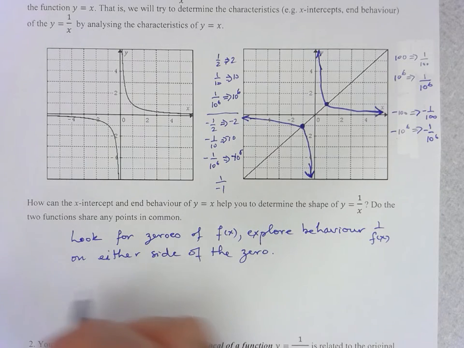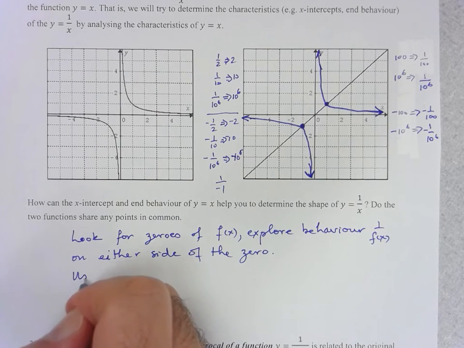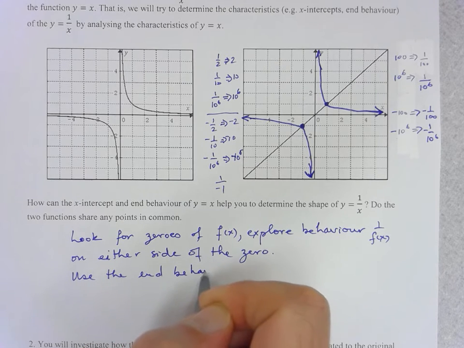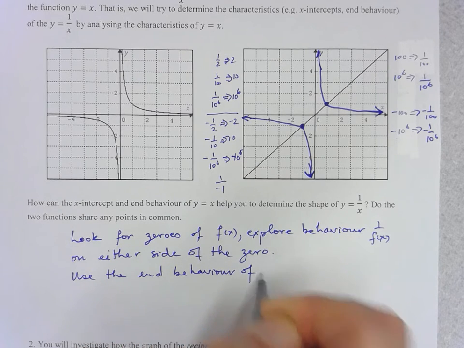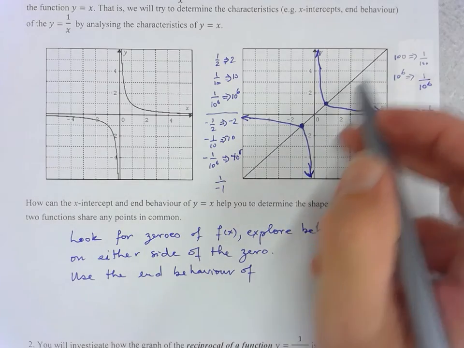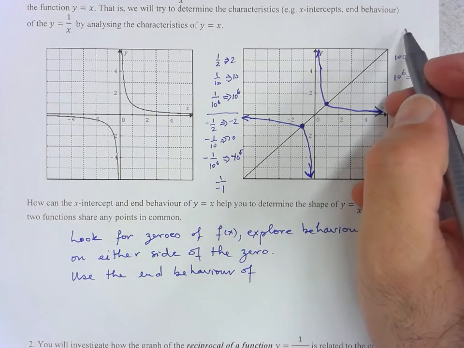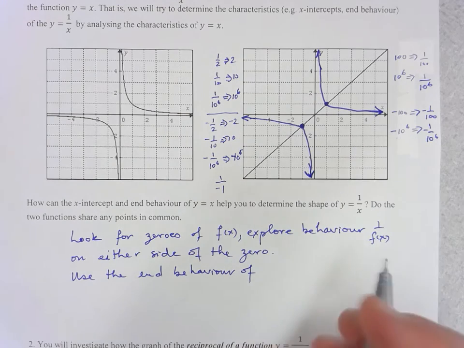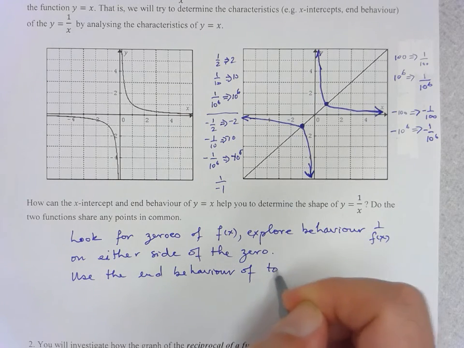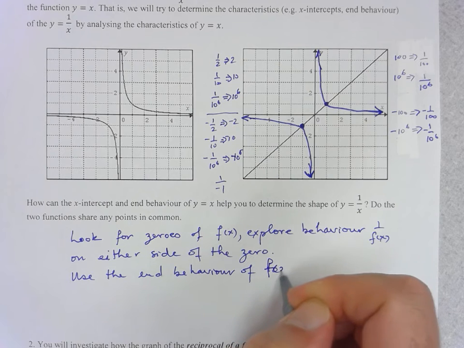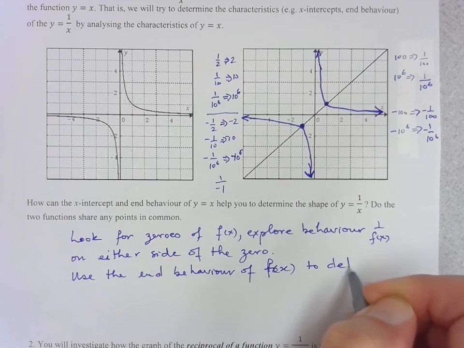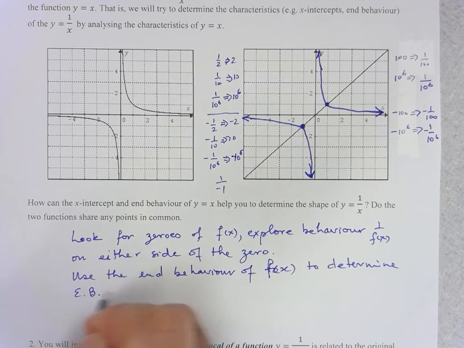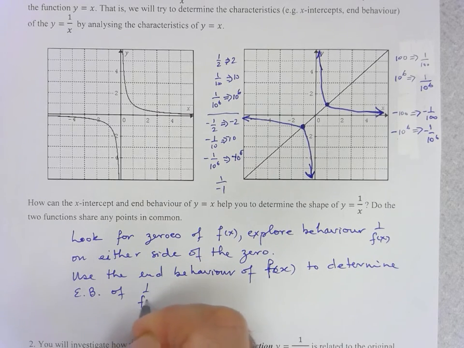The next thing we looked at is to use the end behavior of f, in this case here that it was approaching positive infinity, so when we take the reciprocal, we knew that it was going to be approaching 0. Okay, of f, sorry about that, f at x, to determine the end behavior of 1 over f at x.